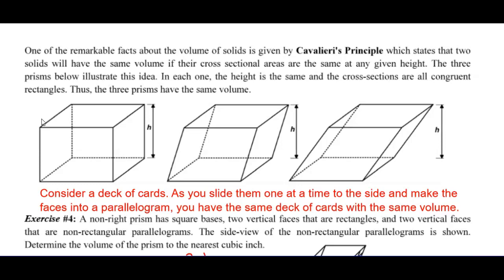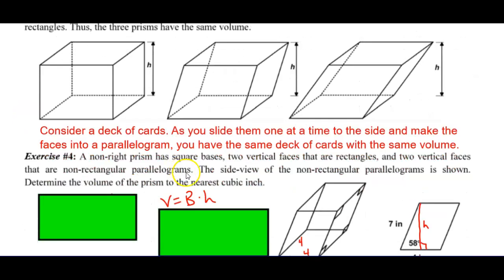But if you were to take those cards and slide them off, you could form a parallelogram on the side, right? It would look like a parallelogram from the side, and the volume of that deck of cards doesn't change. It's still going to be the same 52 cards, same thickness and all. So the volume will not change, just the way it's organized. So if we turn a prism into an oblique prism, the volume will not change, provided that the height stays the same. So that's Cavalieri's principle.